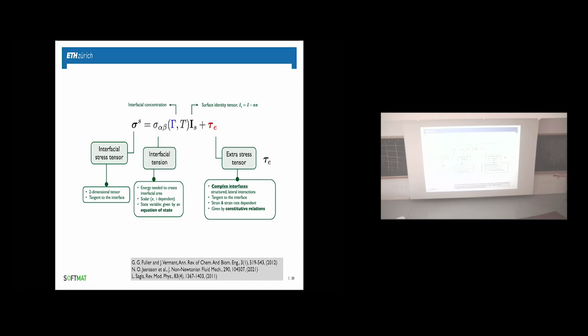Then I have the interfacial tension, right? Which you know from your intuition and undergraduate physics. It's the energy needed to create interfacial area. It's a thermodynamic. You're fighting thermodynamics. And it's a scalar. It can be position dependent. It can be time dependent. You do adsorption, desorption. But the key thing, it's a thermodynamic property. It's a state variable, right? So in principle, if I know the state of my system, I can calculate it.